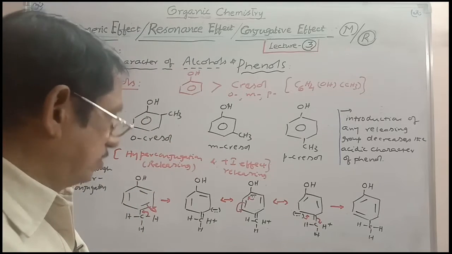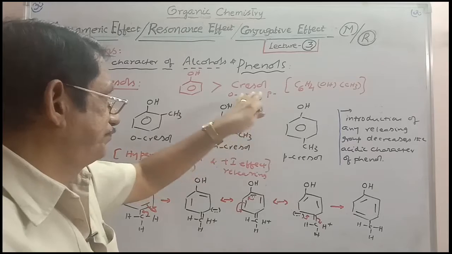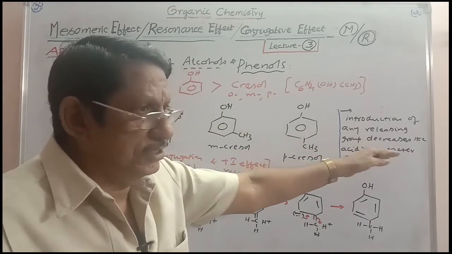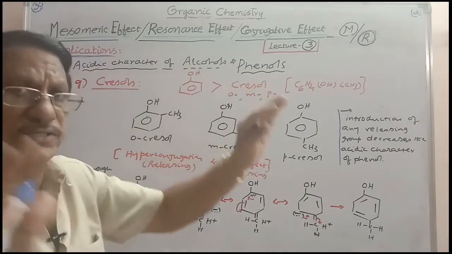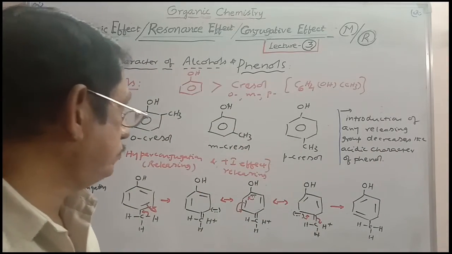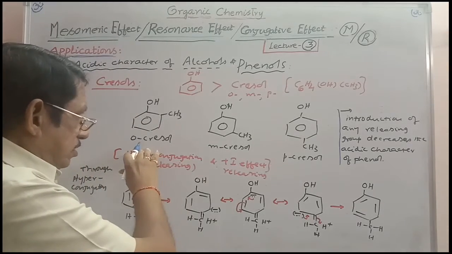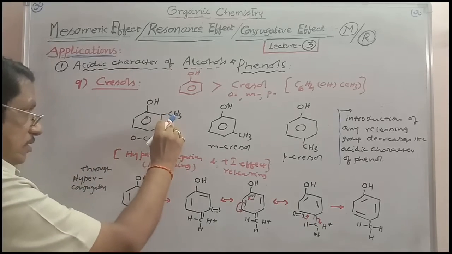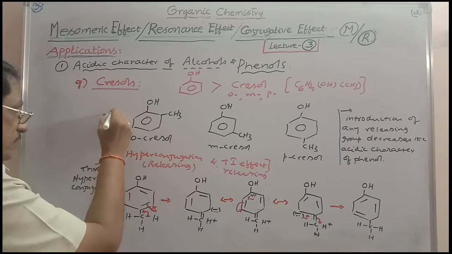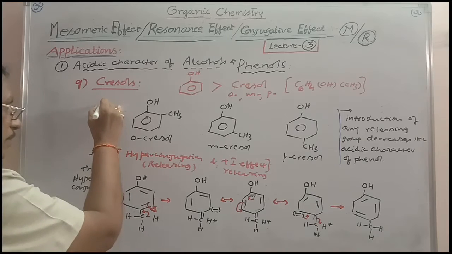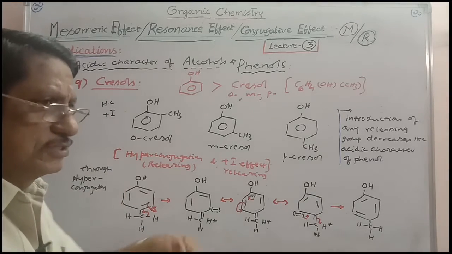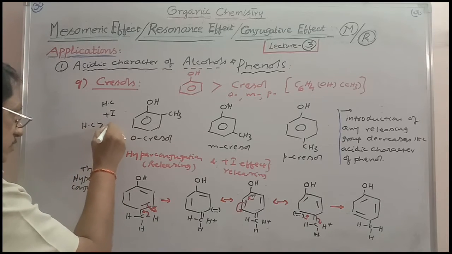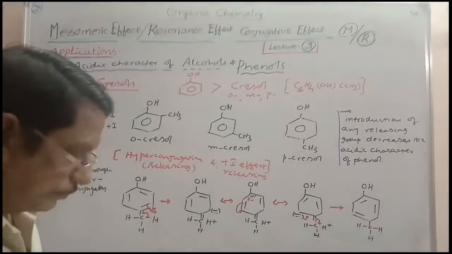So phenol is always more acidic than any cresol because CH3 is a releasing group, and introduction of any releasing group decreases the acidic character of phenol, and that is why phenol is more acidic than cresol. Okay? Now we are considering orthocresol, metacresol, paracresol. In the case of orthocresol, this CH3 group is having plus inductive effect, also having hyperconjugation. Hyperconjugation is always releasing. But hyperconjugation is predominant than plus I. That you have to know.